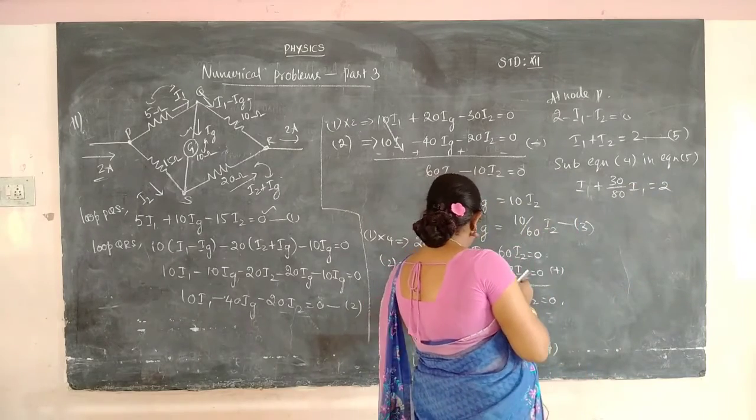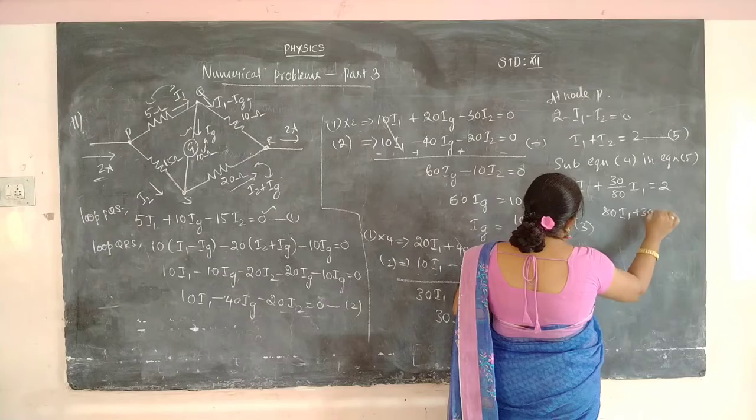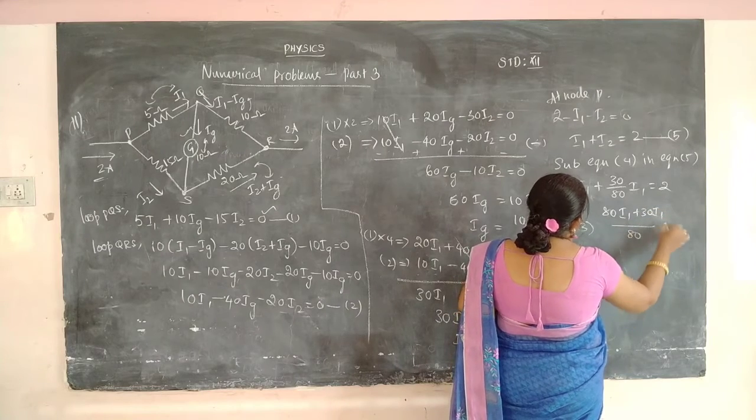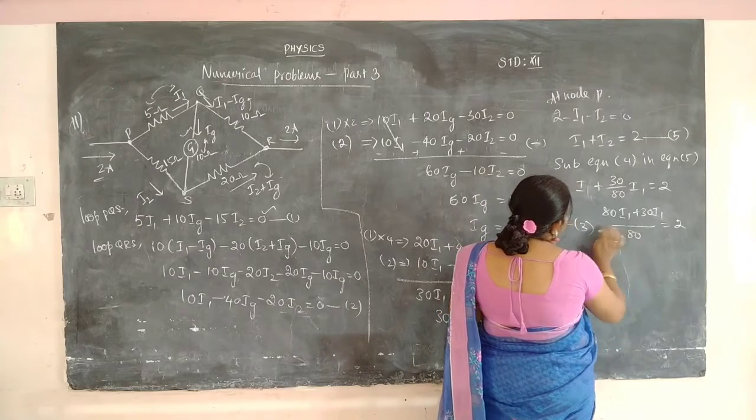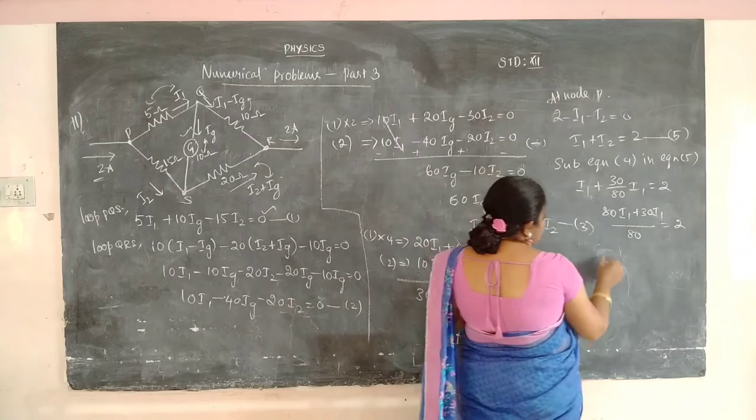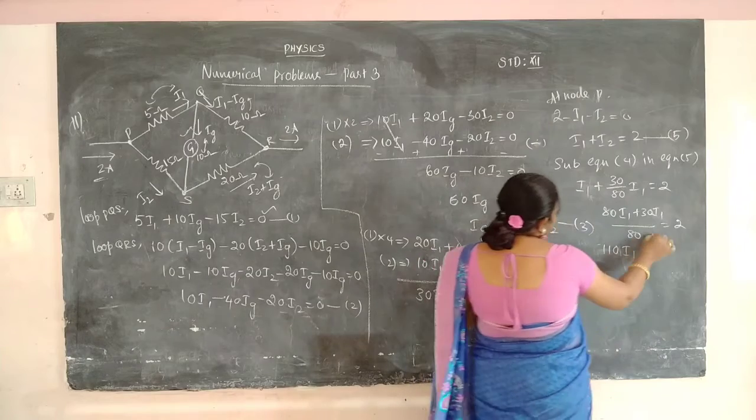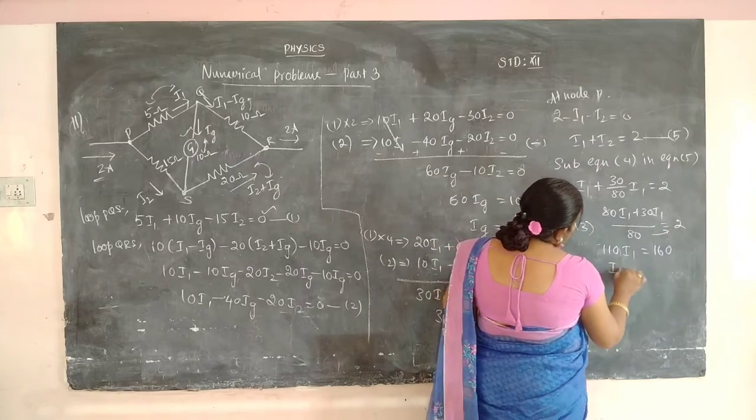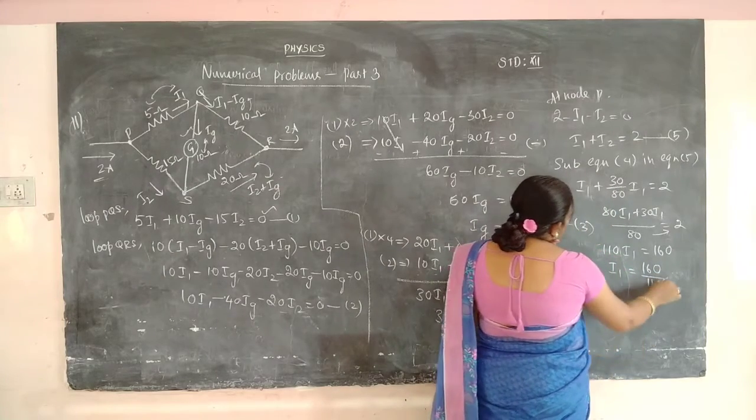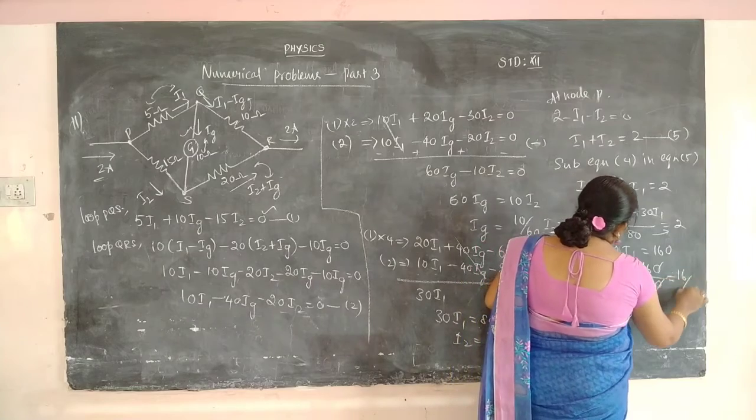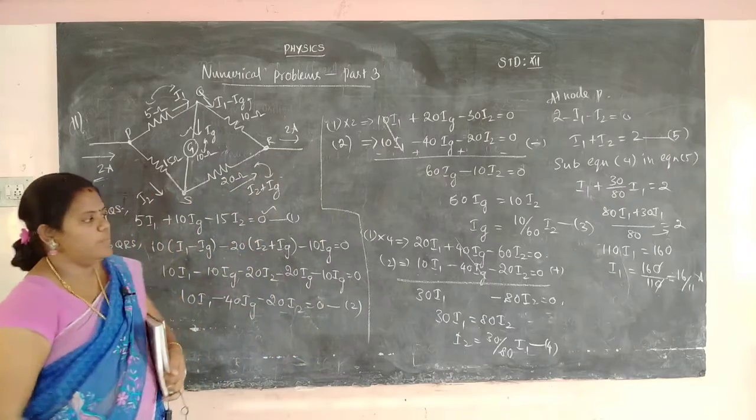So 80 I1 plus 30 I1 by 80 is equal to 2. So 80 I1 and 30 I1 make 110, so 110 I1 is equal to 160, since 80 into 2 is 160. Then I1 is equal to 160 by 110. The 0 cancels, so 16 by 11 ampere. We have got the I1 value.